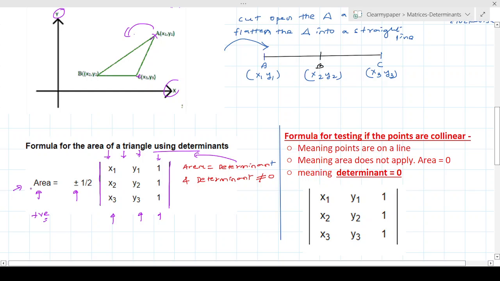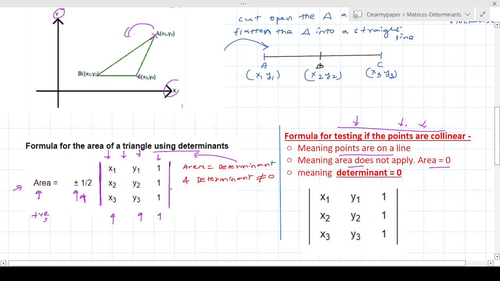So extending that, if you want to test if the points are collinear, what are we talking about? In other words, we are trying to test if the points are on the same line, which means there is no concept of area, and that means the area has to be 0. And if the area has to be 0, then the determinant has to be 0. So we can use in essence the same formula on the left without this half.